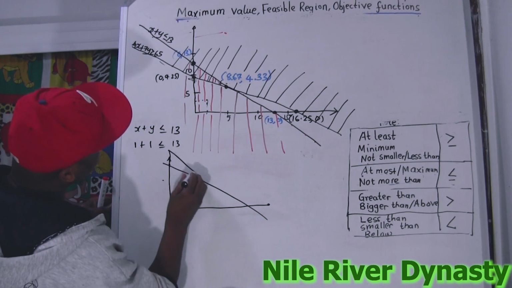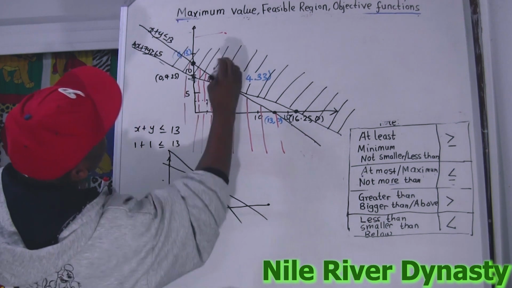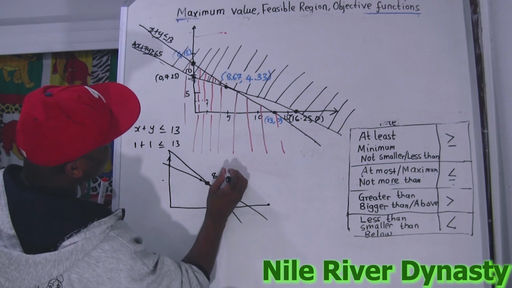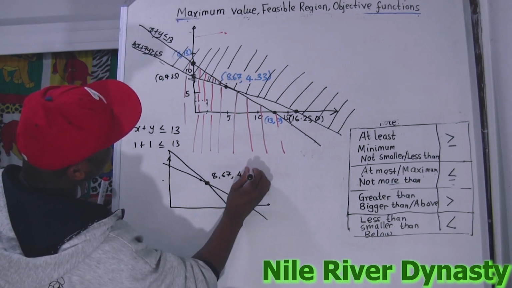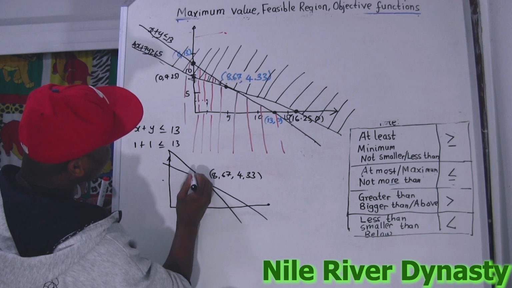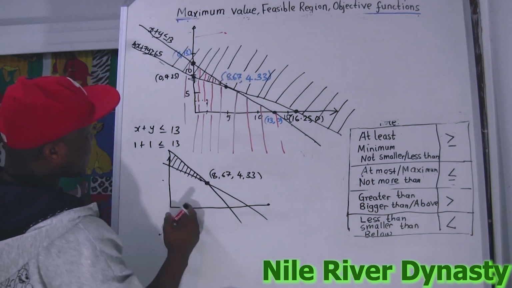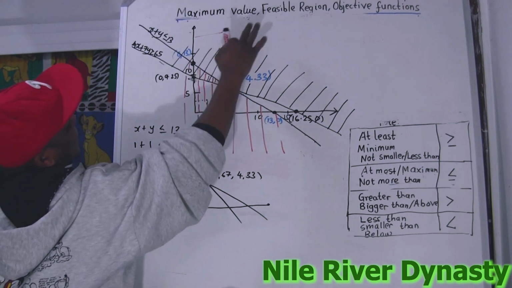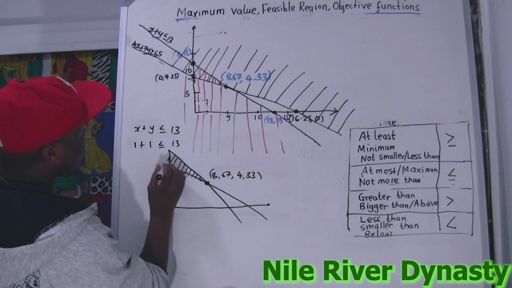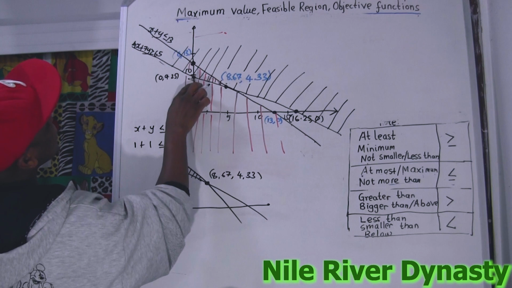Okay, this is 8.67 and then 4.33. So this is the feasible region here, because they intersect both. You know what I'm saying? That's a feasible region because here is a long red and there is a long one, but here is where both intersect.